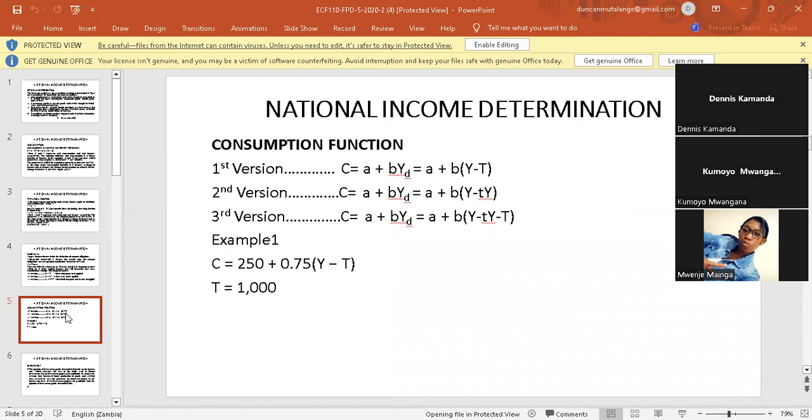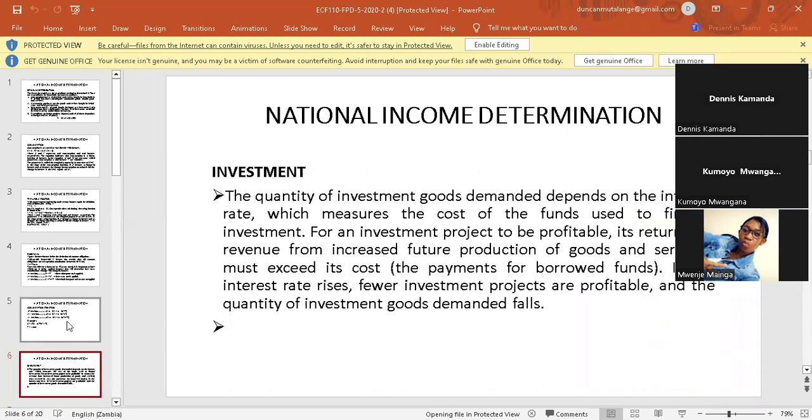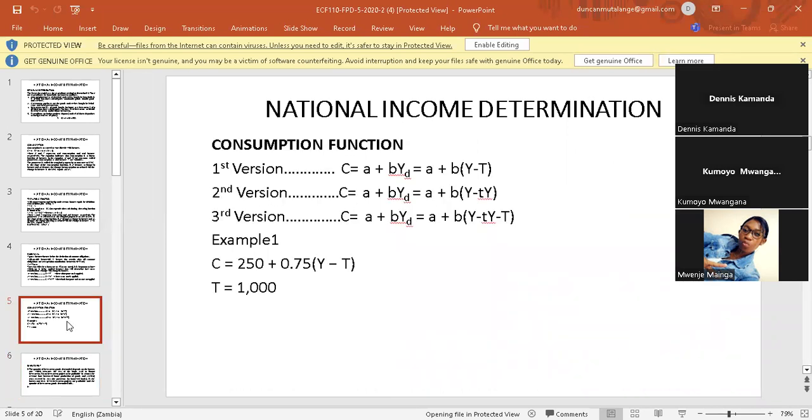Mr. Duncan. Yes. So the Y is representing the gross income, isn't it? Yes, the income. Okay. Then the Y.